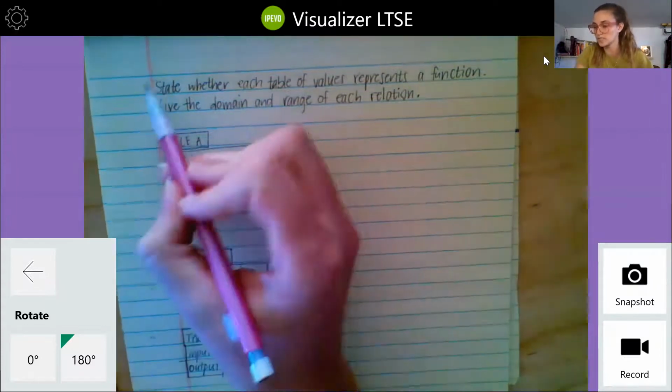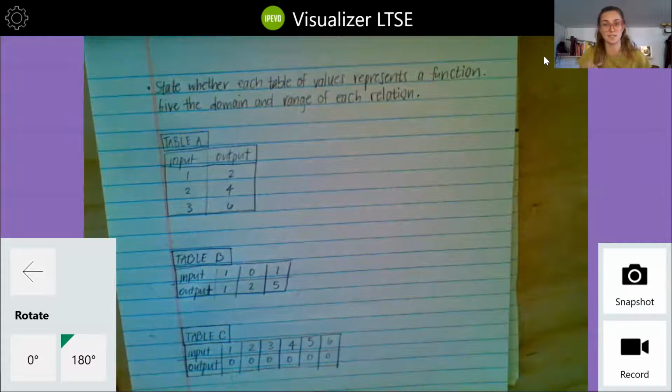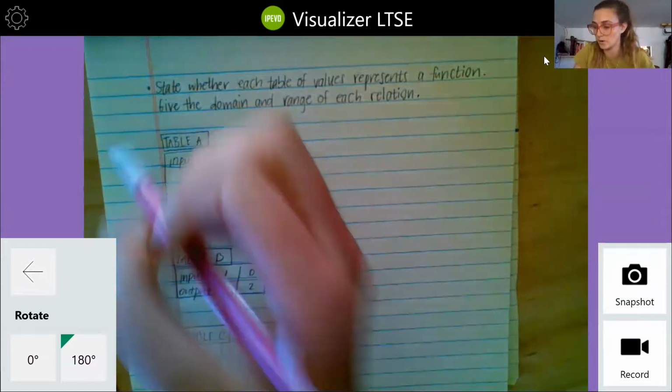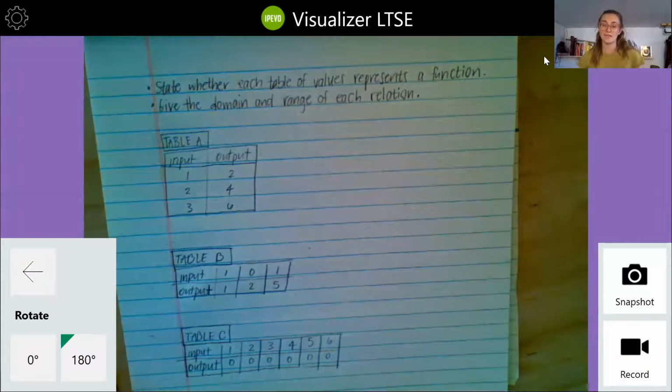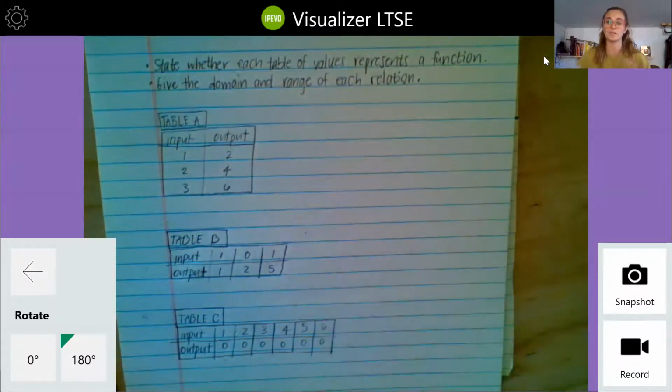So we are going to state whether each table of values represents a function, and then we're also going to give the domain and the range of each relation. So each table here represents a different relation. First thing we're going to do is determine whether the relation is or is not a function. Remember, a function is when each input has exactly one output, okay? It can be helpful to kind of draw a little diagram, so that's what I'm gonna do.